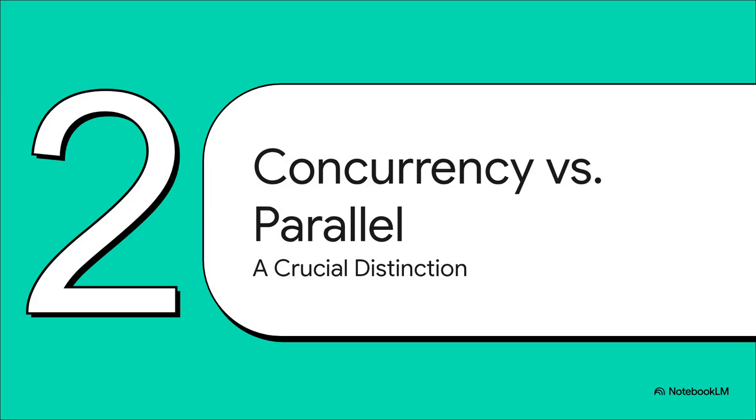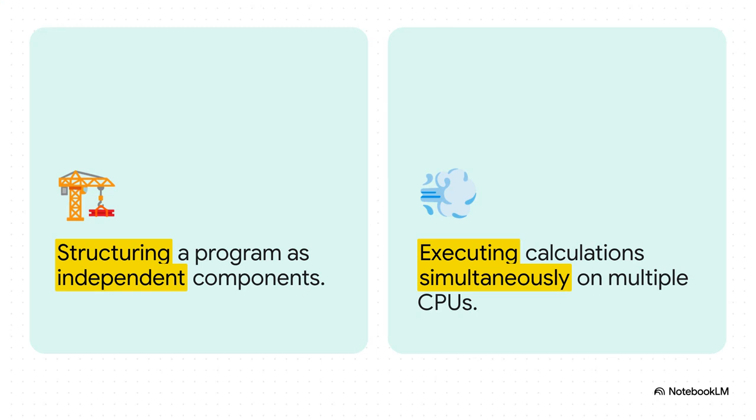Okay, before we get to our second pattern, we need to talk about a really, really important distinction. This idea is basically at the core of Go's entire philosophy. And it's this: concurrency is not the same thing as parallelism. The key difference really boils down to structuring versus executing. See, concurrency is how you structure your program. You design it as a bunch of independent things that can happen. Parallelism is when you actually execute those things at the very same time on different CPUs.